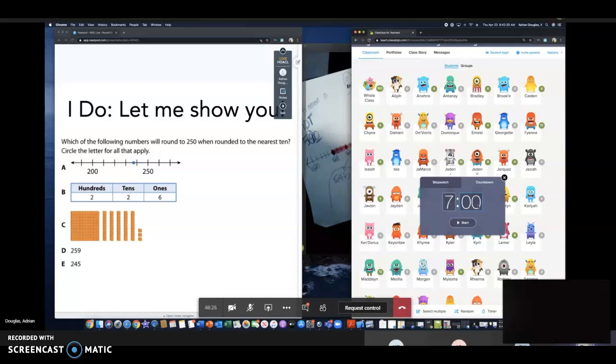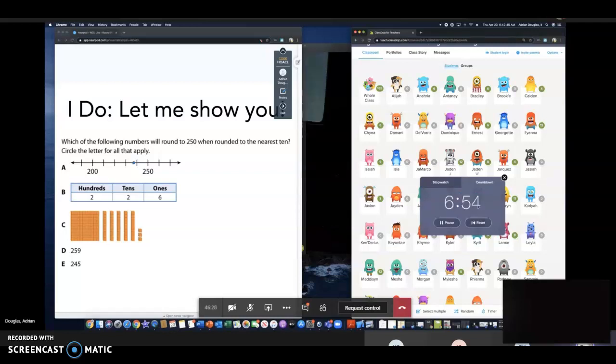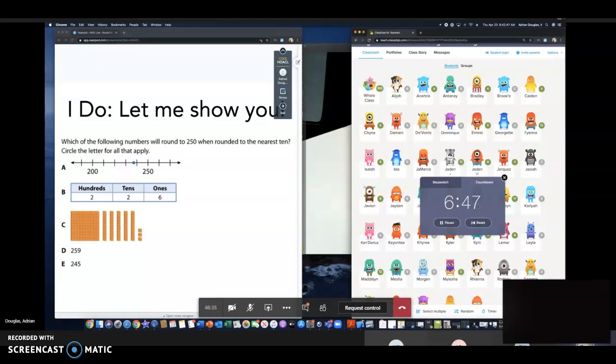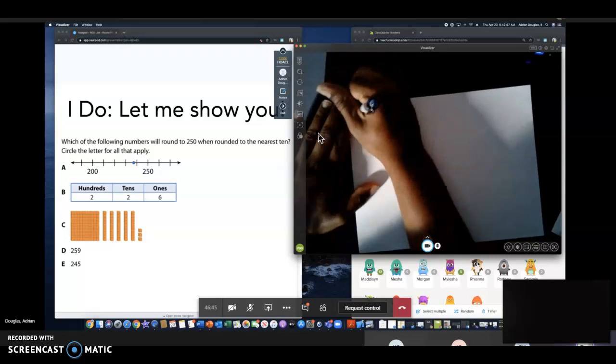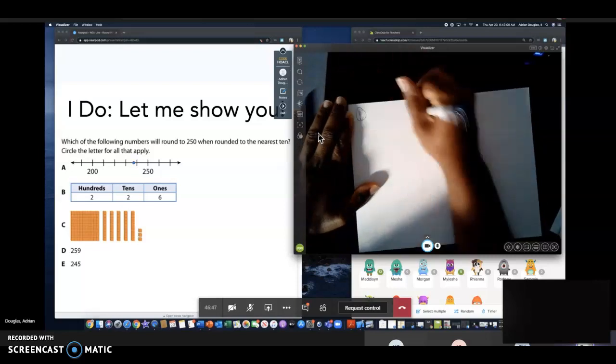The question that I'm going to be solving is, which of the following numbers round to 250 when rounded to the nearest 10? Circle the letter for all the lines. As you know, I'm going to go ahead and set up what I know and what I don't know.